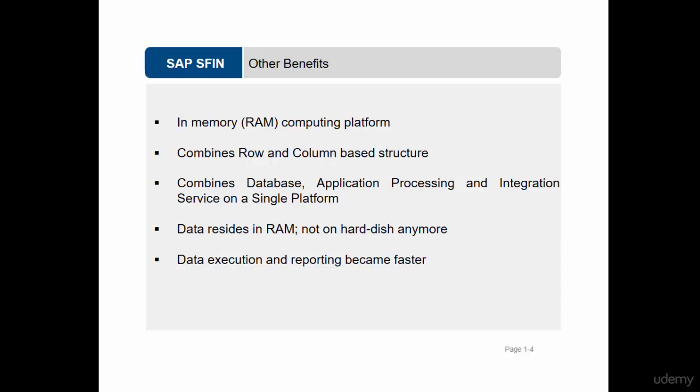Some additional benefits of SAP S/4HANA are: an in-memory RAM computing platform that combines row and column-based structure, and combines database, application processing, and integration service on a single platform. Data resides in RAM, not on hard disk anymore. Data execution and reporting became faster.